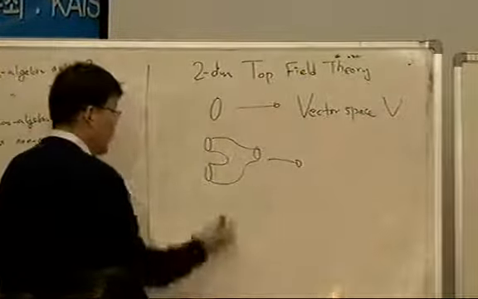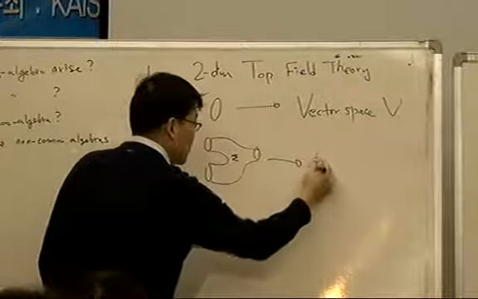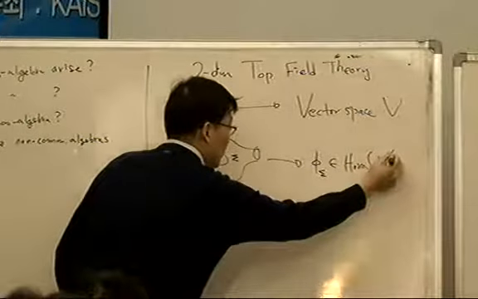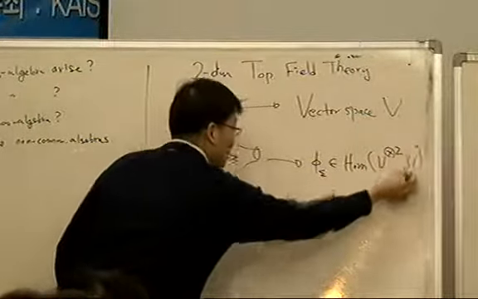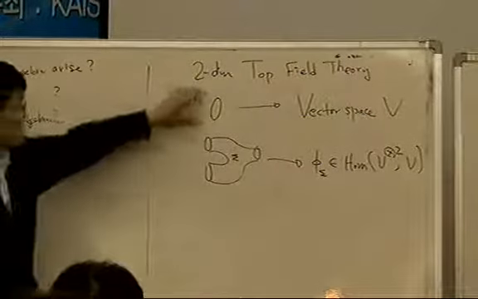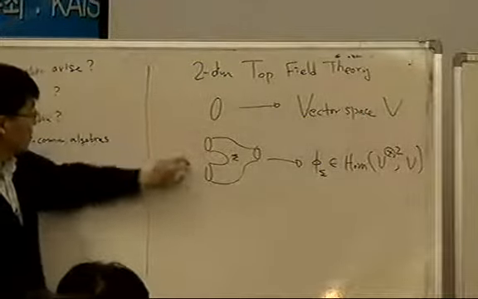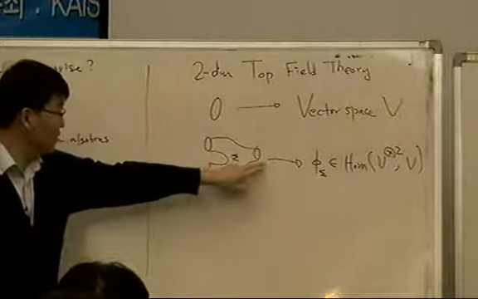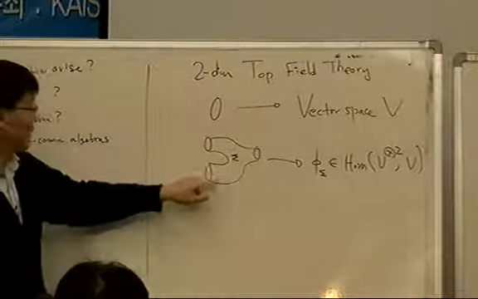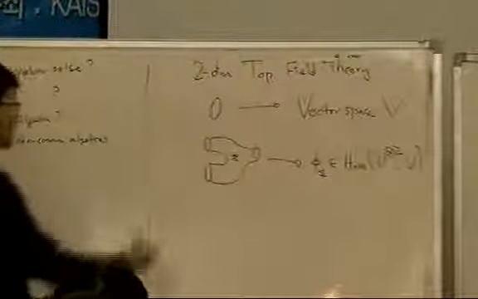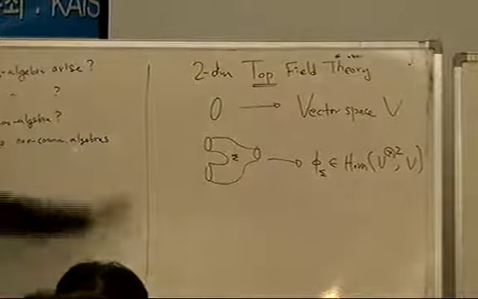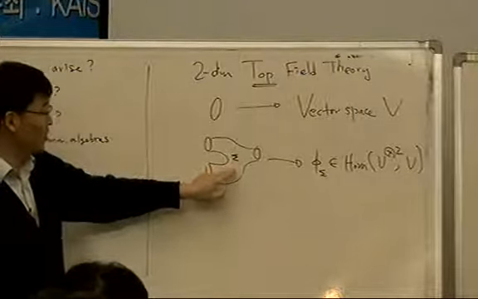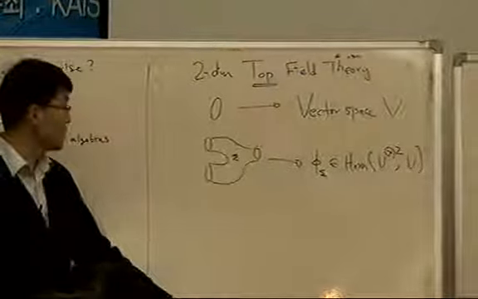If you call the surface sigma, then we get phi sigma in Hom(V tensor 2, V). So each circle corresponds to a vector space. You think of this as having two inputs, and for each sigma we give one output. So think of this as some kind of operation. And what does this mean? Topological means any surface which is topologically equivalent will give rise to the same map.